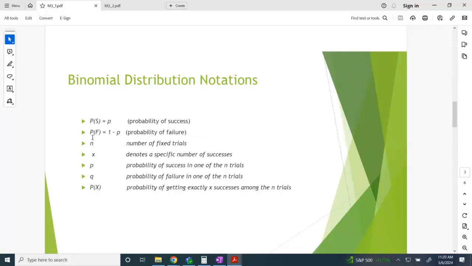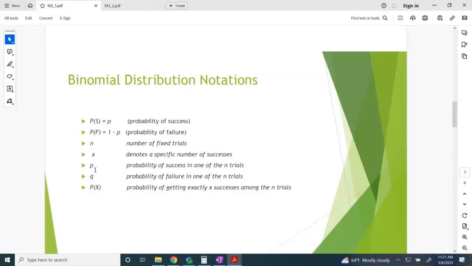And then we have P of F, which is read as the probability of failure. That's going to be 1 minus P, right? So keep in mind that if 1 is 100%, and there's only two outcomes, P would be the probability for success. The probability of failure is going to be that 100% minus the probability of success. Okay. The probability of failure is also known as Q. And normally you got to calculate Q, right?